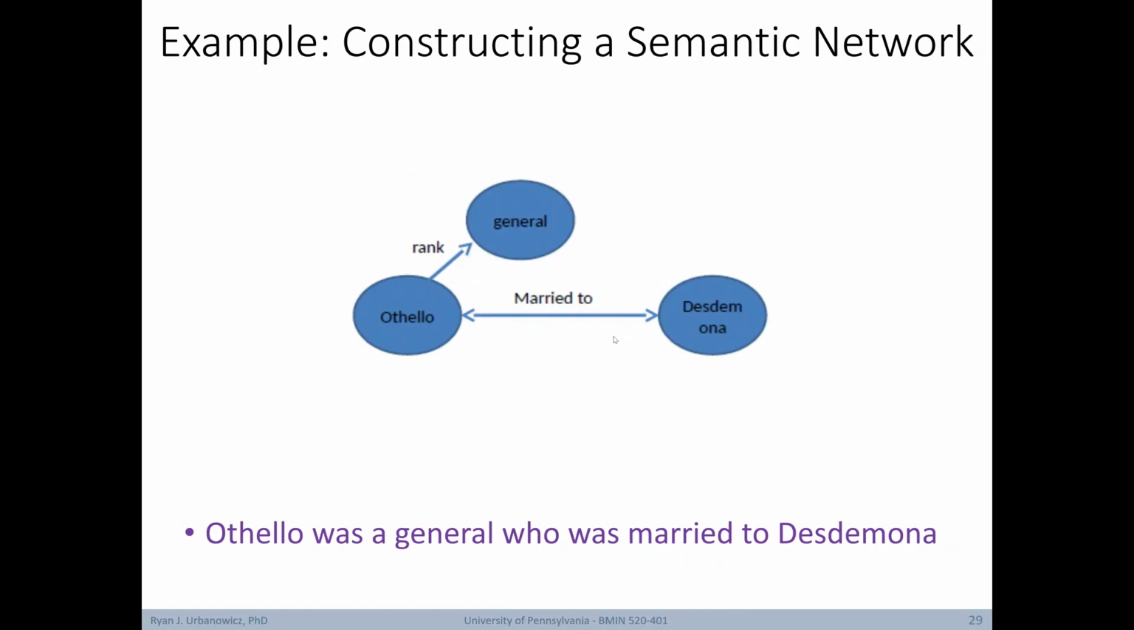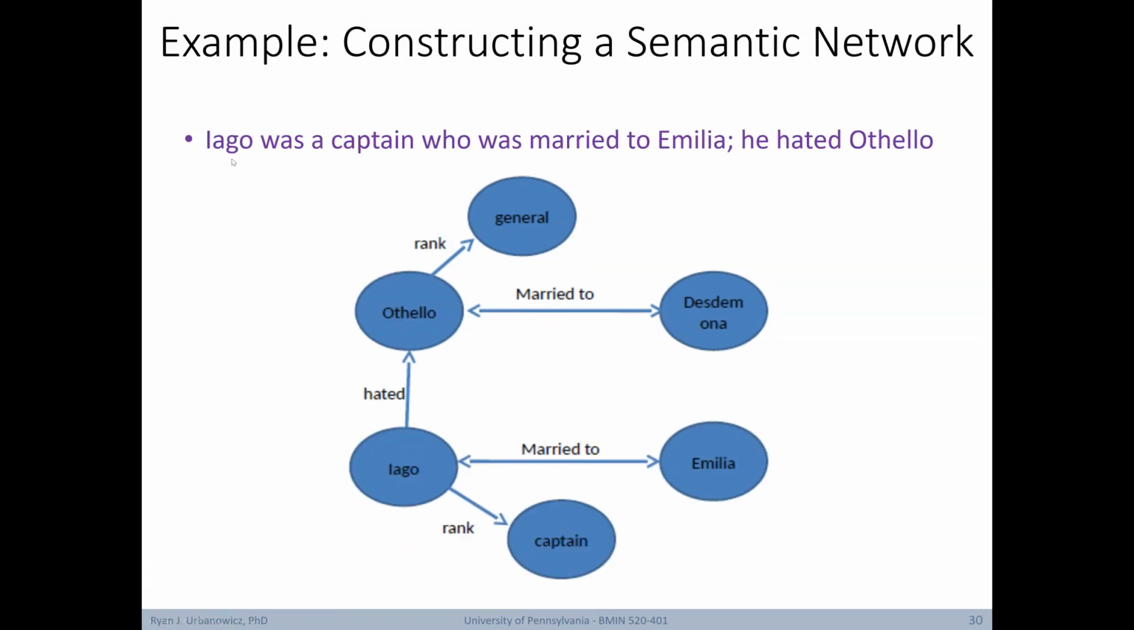So let's start with our first statement. Othello was a general who was married to Desdemona. Here we have the objects Othello, general, and Desdemona, and we can see the appropriate relationships laid out. Next we'll add Iago was a captain who was married to Emilia. He hated Othello. Here's the new part, where we've added the objects Iago, Emilia, and captain. Iago is married to Emilia, Iago has the rank of captain, and Iago hated Othello.